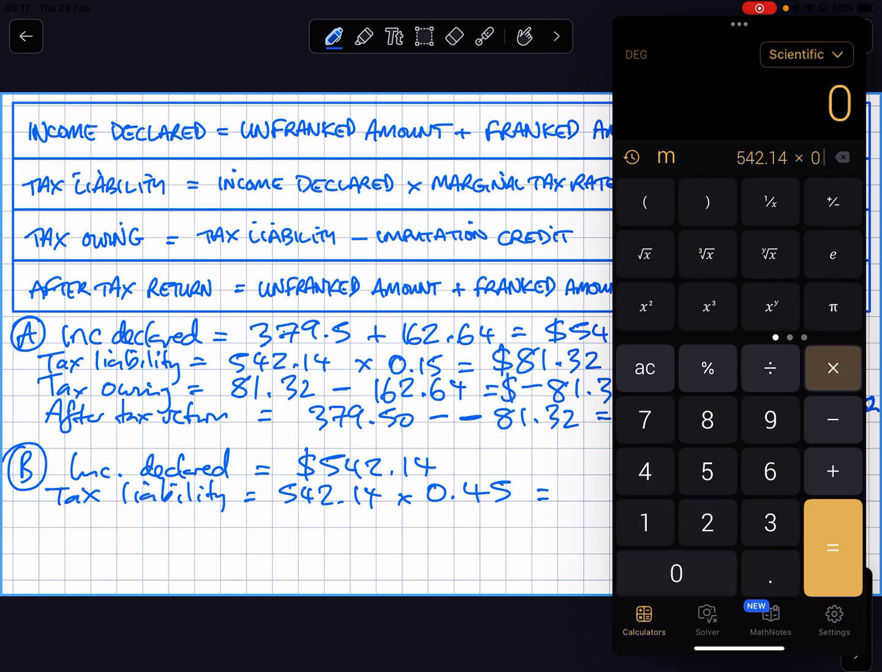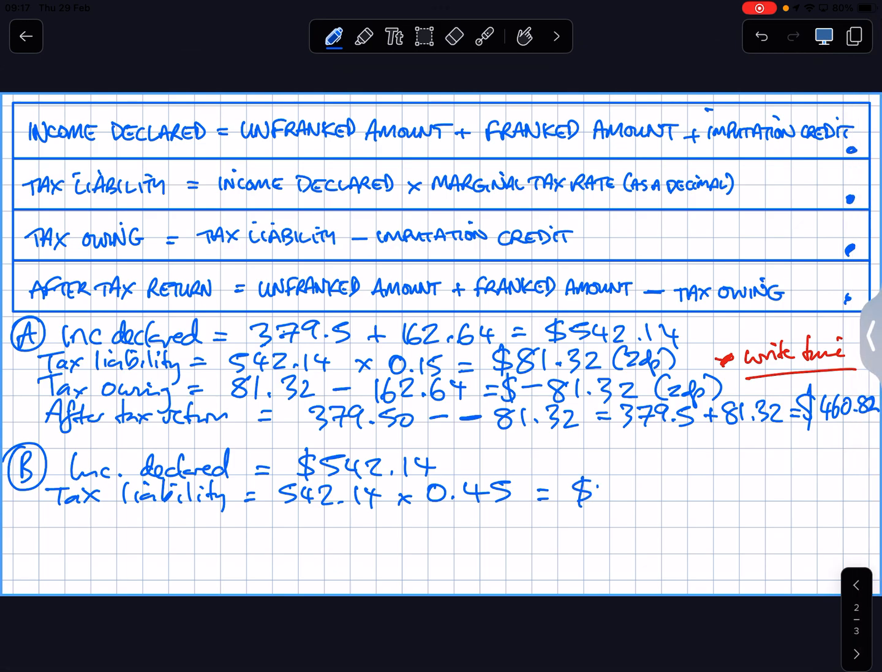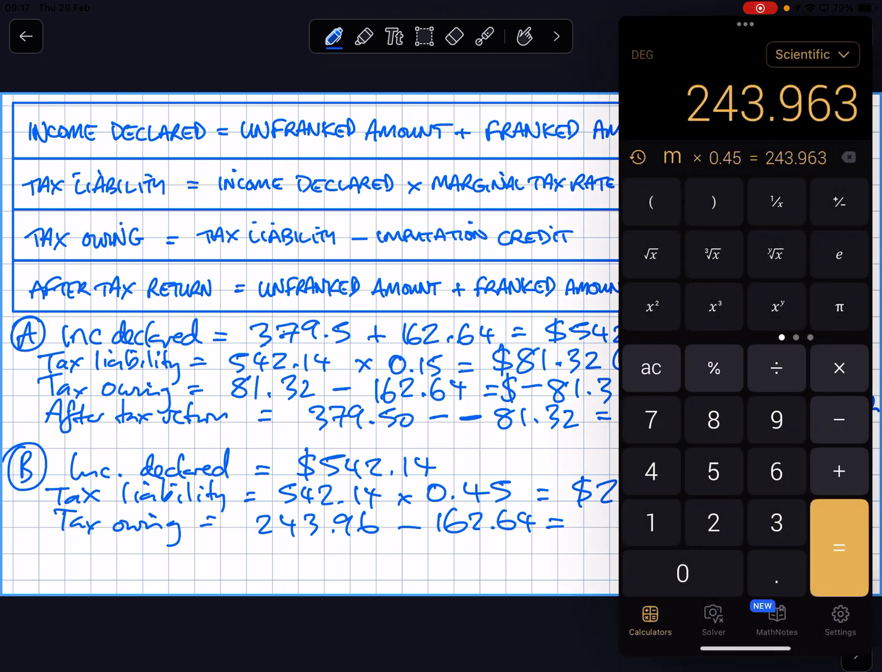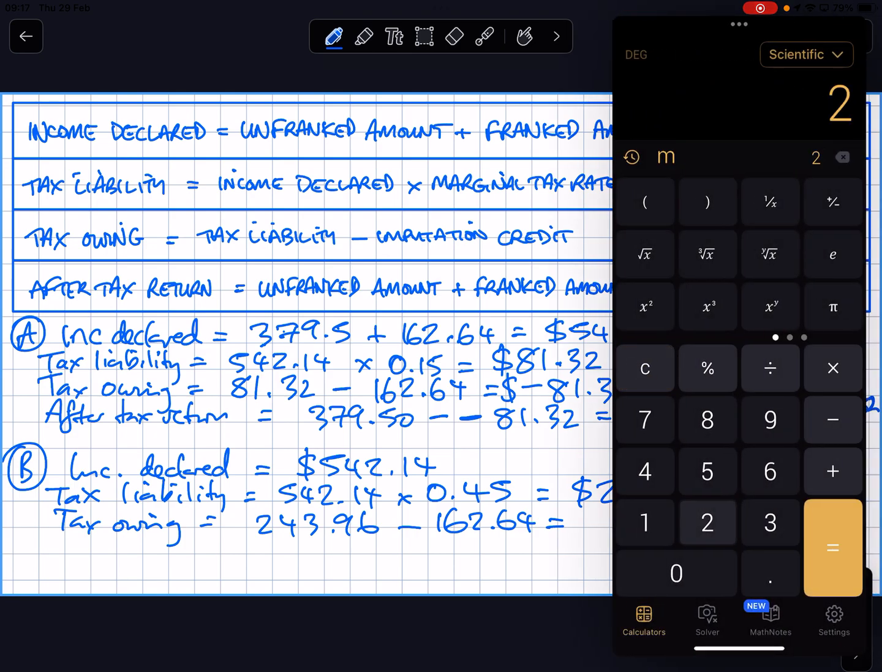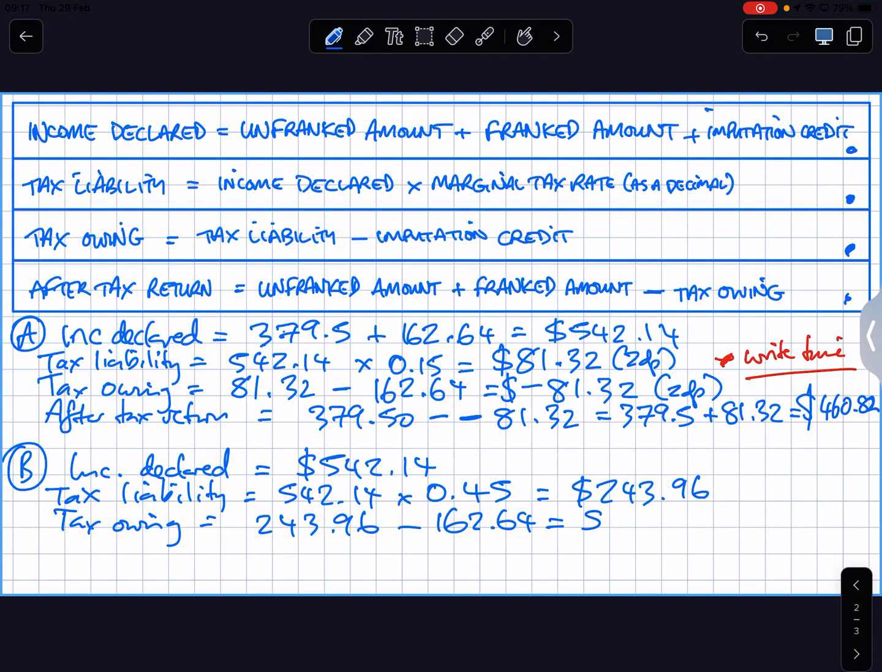$542.14 times by 0.45, 243.96. Tax owing. So it's going to be 243.96, but this time it's minus 162.64. It's going to be a positive number this time. 243.96 minus 162.64. Positive $81.32.